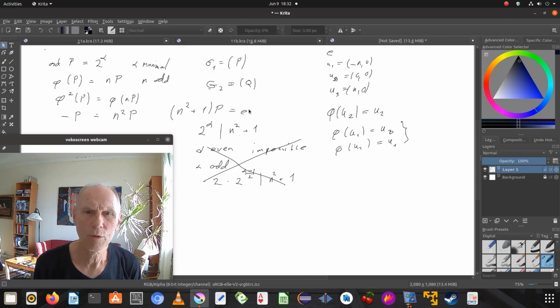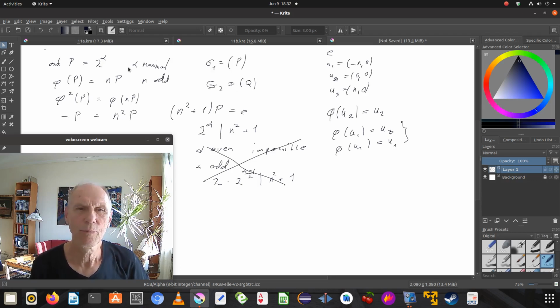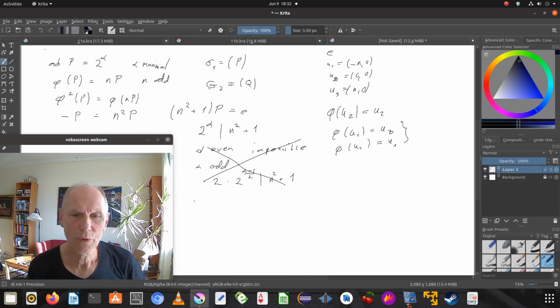Where did my arrow go? Here it is. So there are 3 possibilities for this and 2 possibilities for this. We have to go through them all. So A.